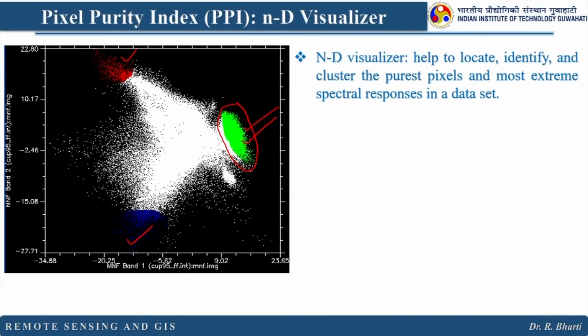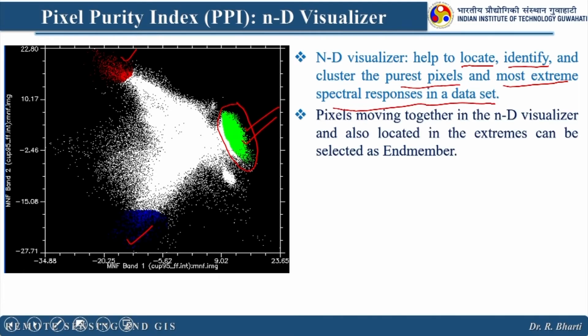So in this ND visualizer, basically we are locating and identifying the clusters of purest pixels and the most extreme spectral response in a data set. That means they are not correlated much with each other, right? Pixels moving together in this ND visualizer also indicate that they actually have the same properties. So they can be grouped together. That's why all these pixels are grouped together in one class.